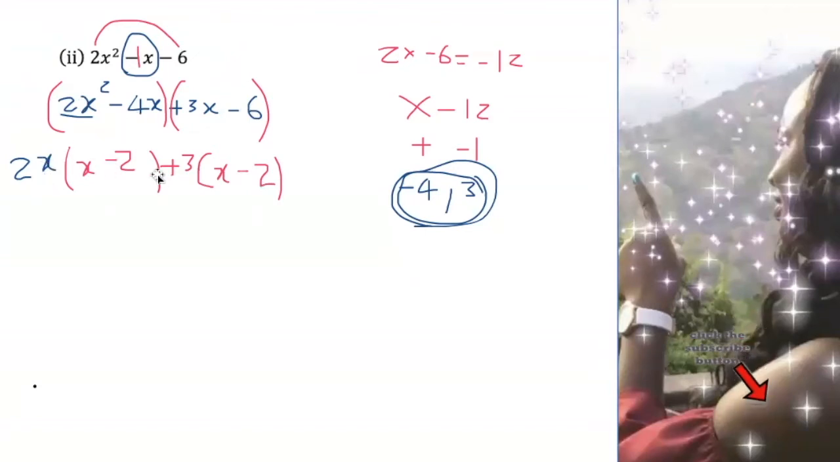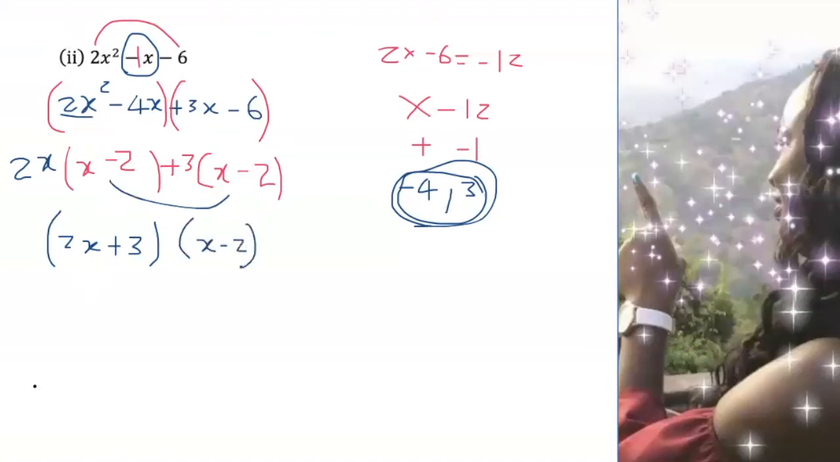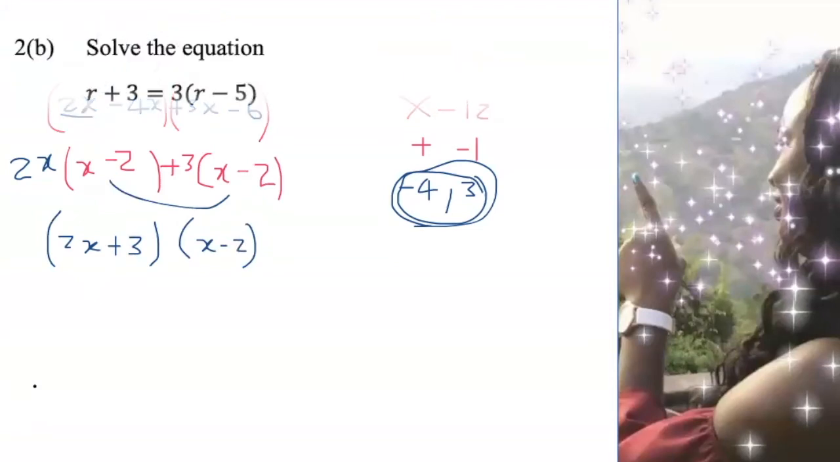Now we're going to group the 2x and the plus 3 together. So I have 2x plus 3. This is being repeated, so you write it once, so I have x minus 2. Now you could have written the x minus 2 first, and the 2x plus 3 second. The order doesn't matter. And that's it.